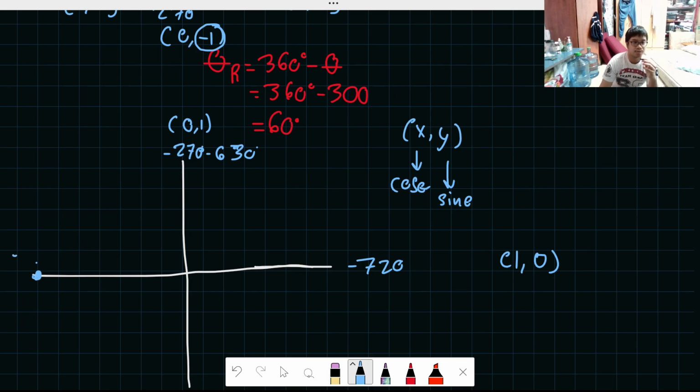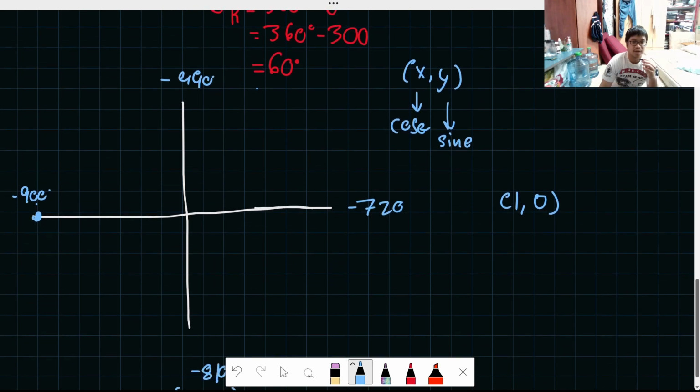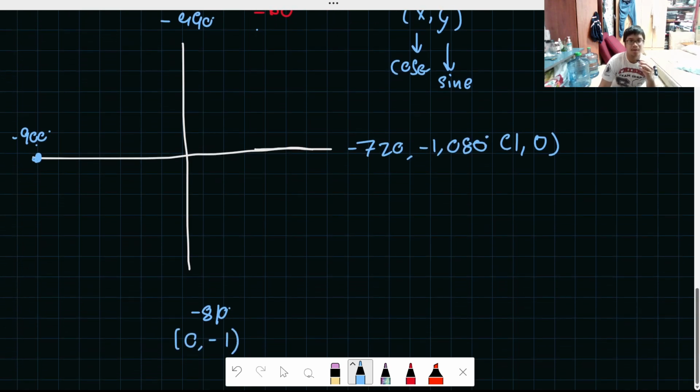There you go. Then here we will have this one, negative 990 degrees. And then here for the total revolution, like third revolution, that's negative 1080 degrees, right? So okay, let me just erase the other ordered pairs.